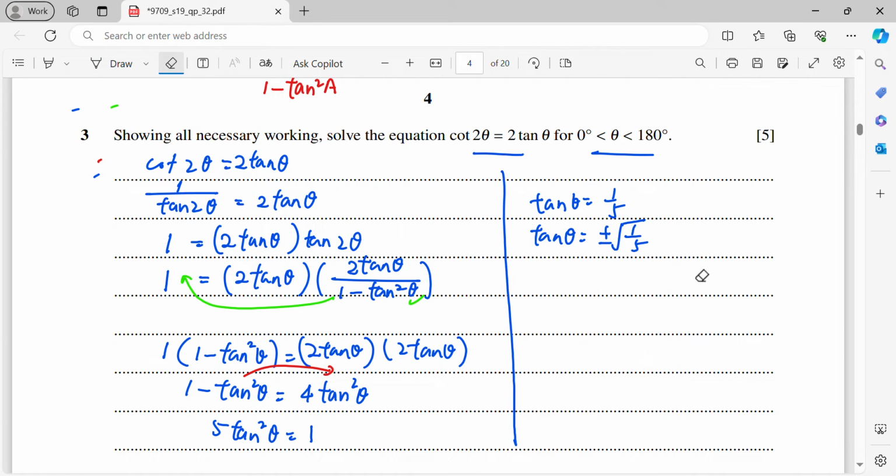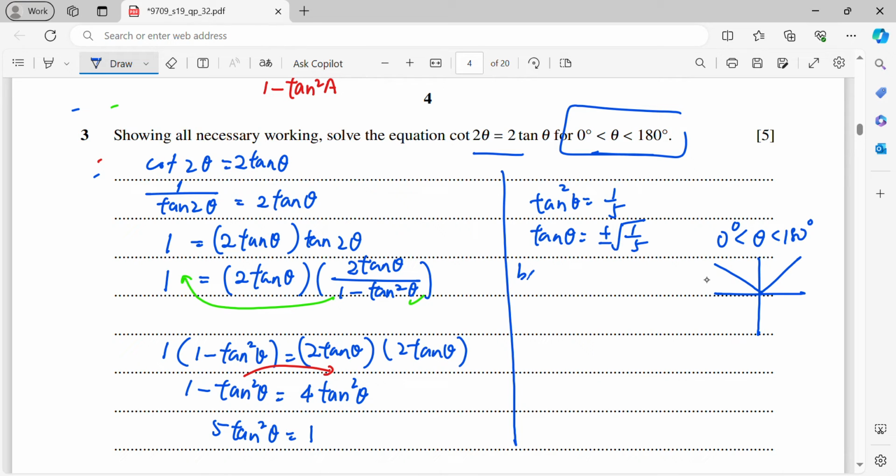Because of the interval, okay, look at the theta here. Your theta is from 0 to 180 degrees, right? That means it is between 0 and 180 degrees. That means it will be in first 2 quadrants. So when first 2 quadrants, your tangent will be positive and negative.